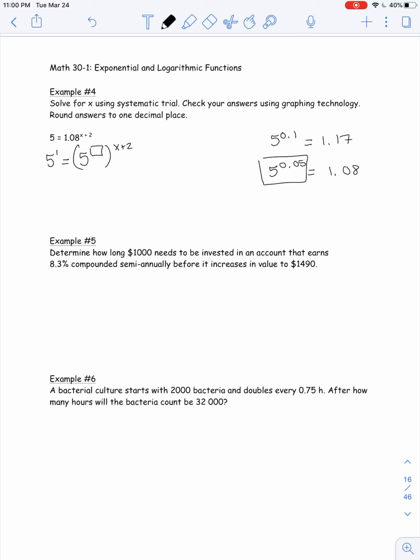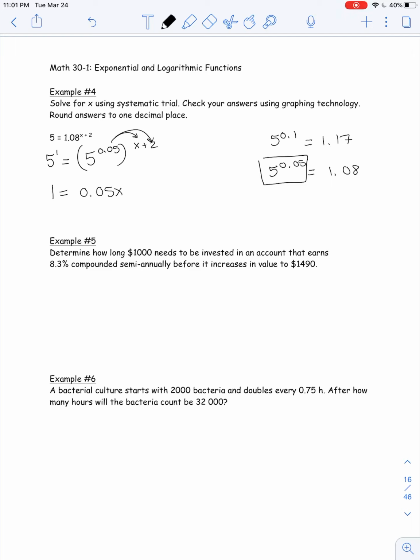I'm going to use this value to replace 1.08. So it's really trial and error. You're plugging in numbers, 5 to the power of something, to see what could replace 1.08. So I'm going to put 0.05 here. And then I'm going to distribute that 0.05 into x plus 2, and then leave 1 on the left side because the 5s will cross off.